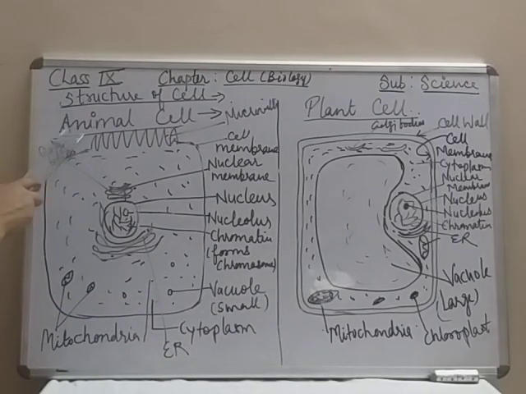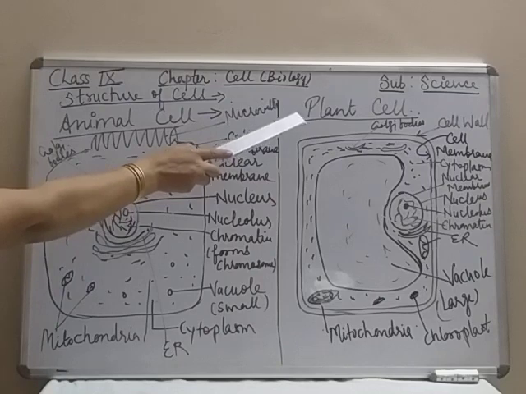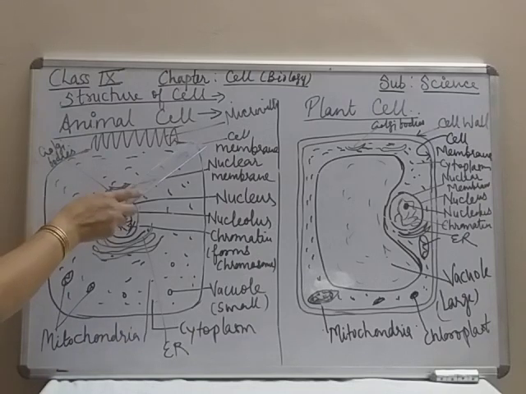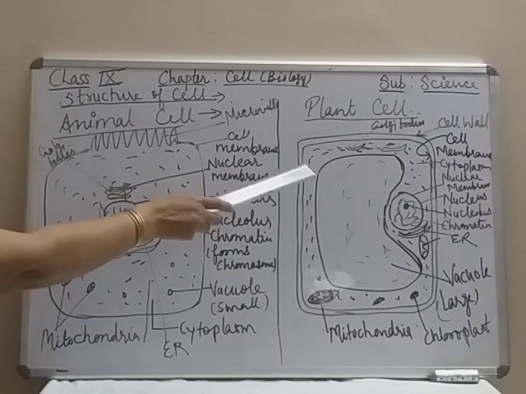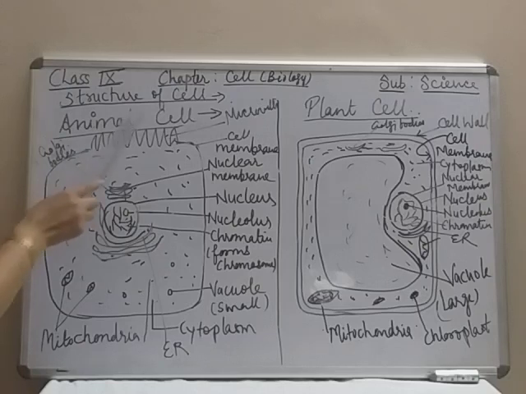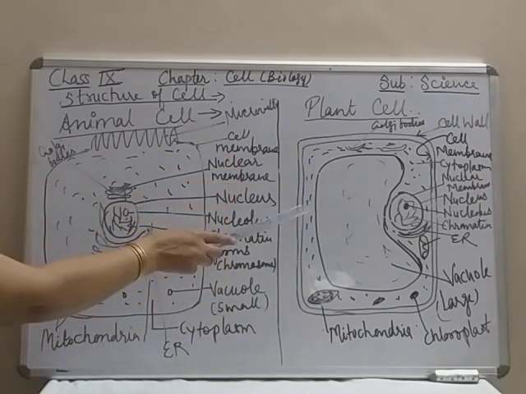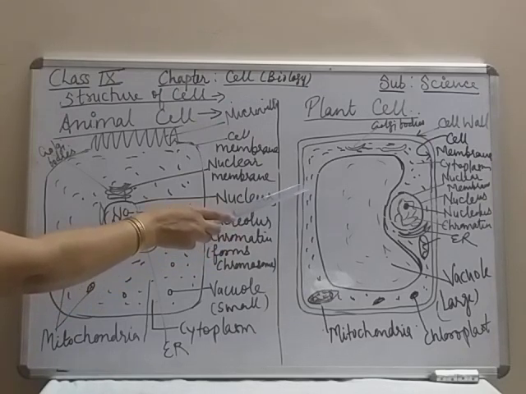What are the basic differences between the animal cell and plant cell? In animal cell, there is a cell membrane. Cell membrane is the outermost covering. It is present in animal cell and plant cell. So in animal cell there is no cell wall, but in case of plant cell there is a cell wall present outside the cell membrane or plasma membrane.